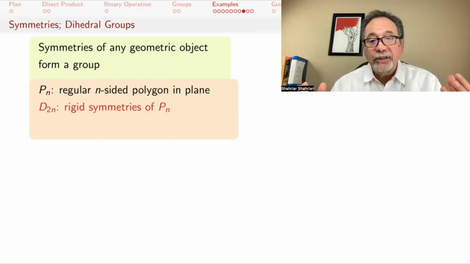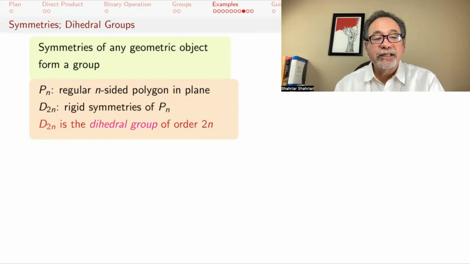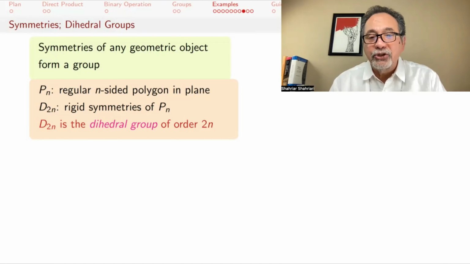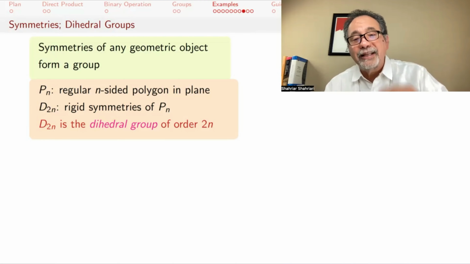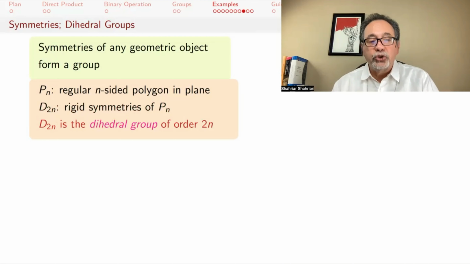I have a whole video on D_8 that if you haven't watched, you definitely need to watch, or at least know about D_8 before you proceed. This is called the dihedral group of order 2n. 2n here is the size of the group, how many elements are in the group. Topologists actually call the same group D_n. They focus on the fact that these are the symmetries of P_n, and they call it D_n. In group theory, we call it D_2n.